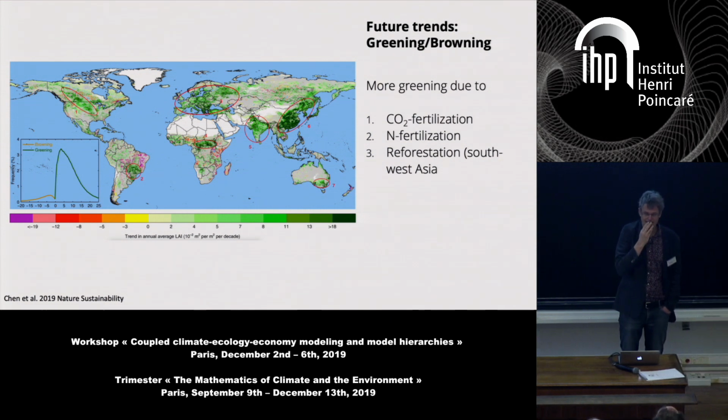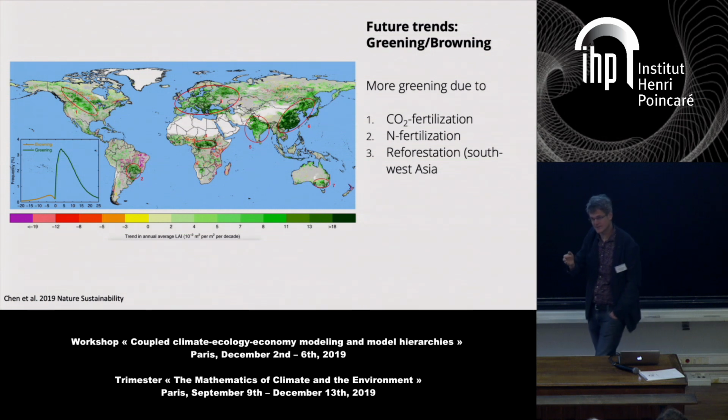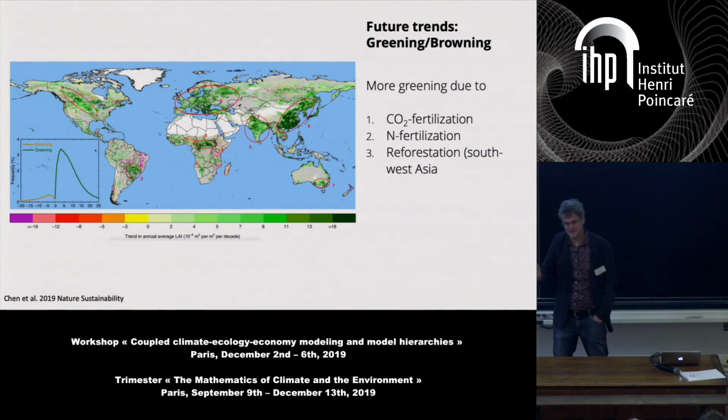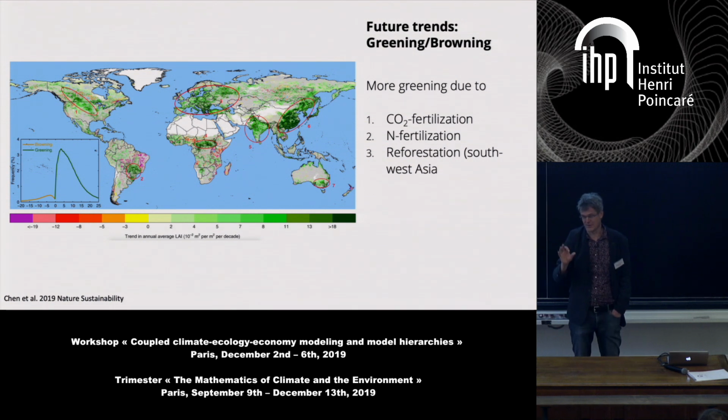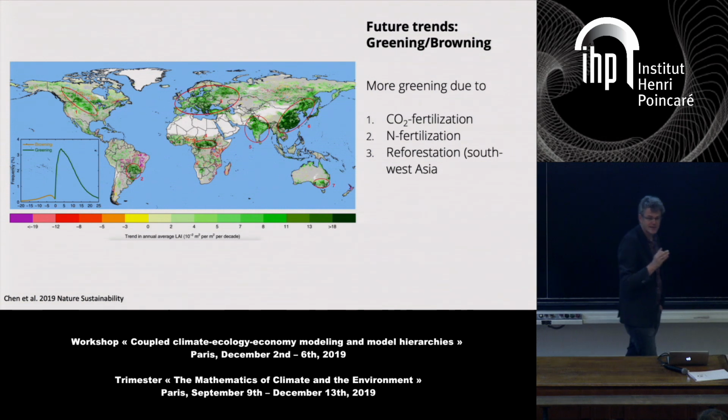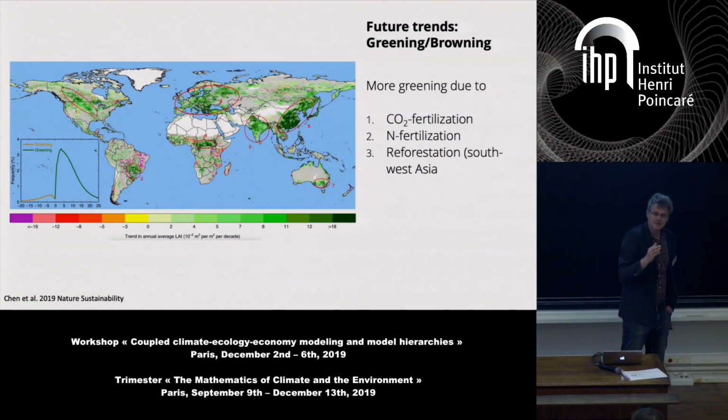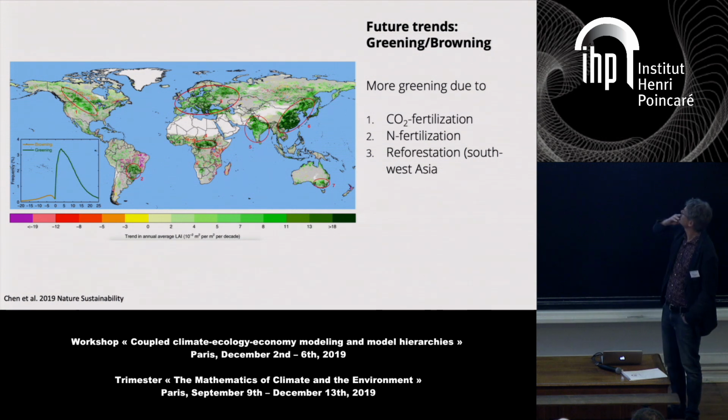world. And this greening of the world depends on CO2 fertilization, on nitrogen fertilization, and also on reforestation. The estimate is that all these three mechanisms are about equally important. So for instance, this reforestation in Southwest Asia is definitely already observed with the remote sensing data.